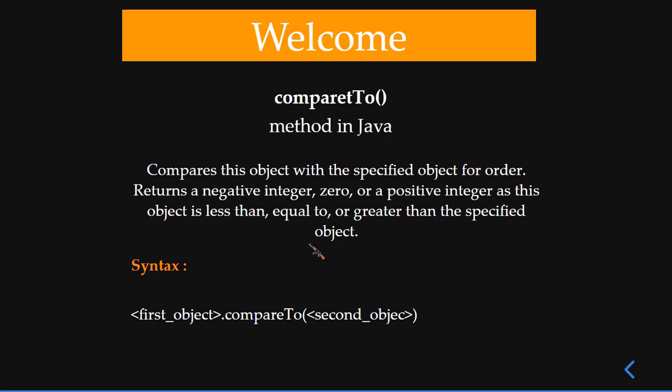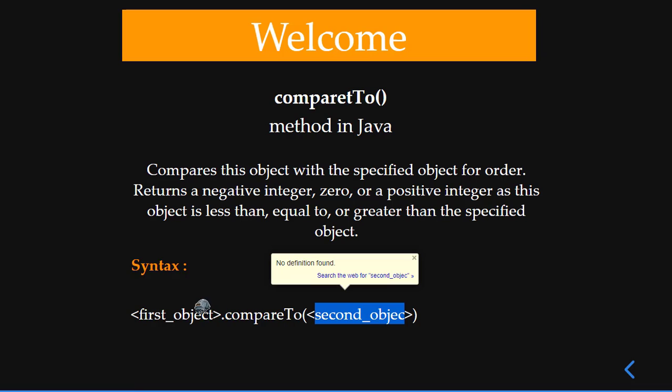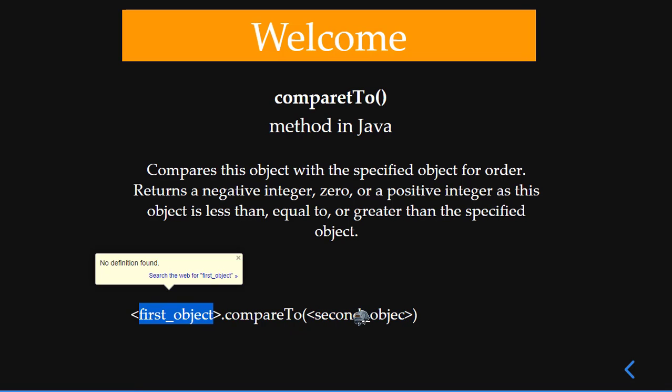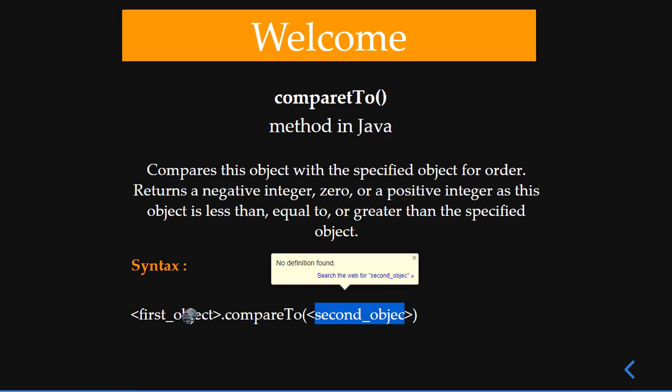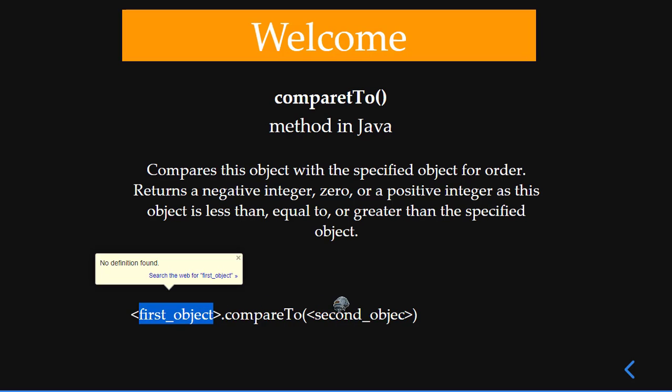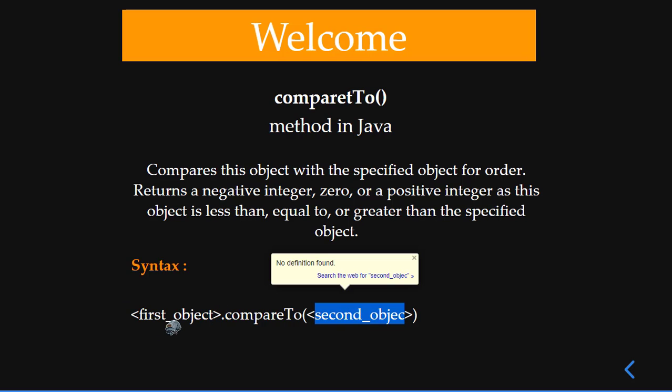Now it's time to see which type of value the compareTo method returns. It returns a negative integer, 0, or a positive integer. When the first object is less than the second object, it returns a negative number. When the first object is equal to the second object, it returns 0. When the first object is greater than the second object, it returns a positive number.